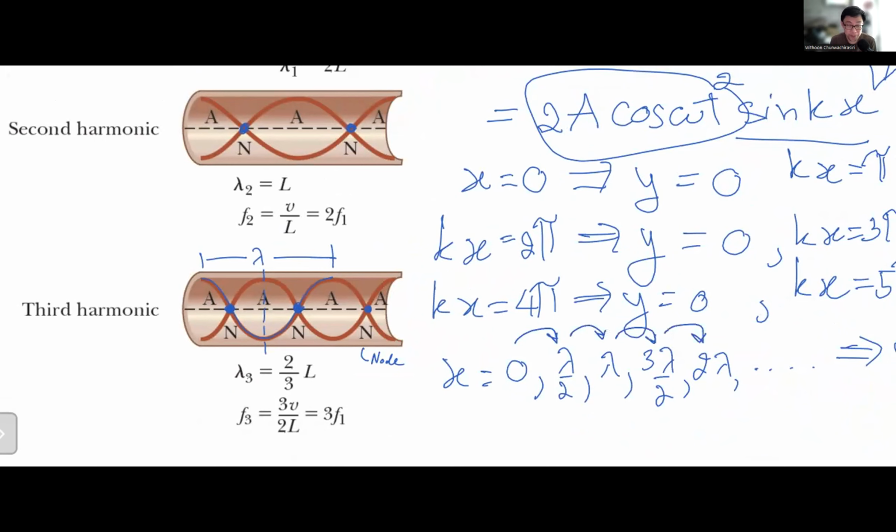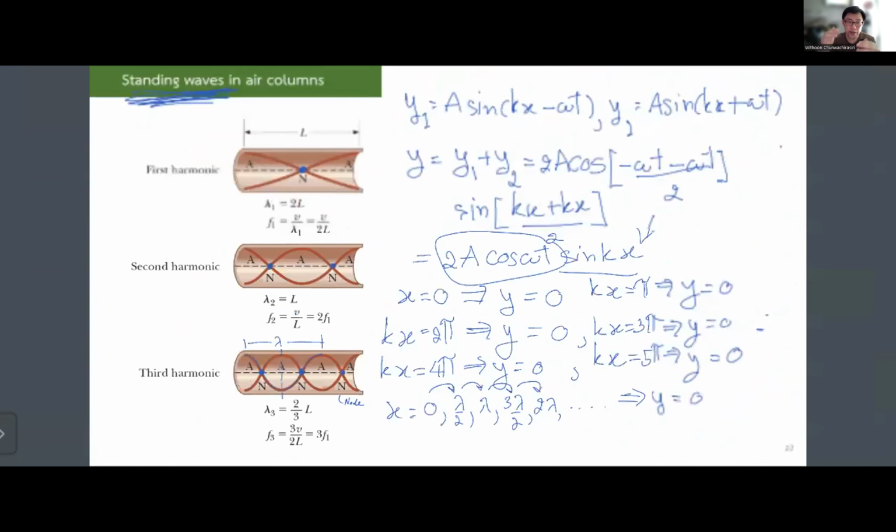Cool? Okay, so this is a standing wave. Conclusion: you get a standing wave whenever you have two waves that look identical but travel in the opposite direction. Opposite direction, you're going to get the standing wave.